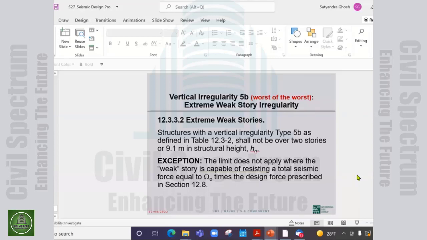For drift computation, what time period of the building will be used? Is approximate method for computation of time period? Should we use the approximate method or the time period from modal analysis? Okay, so for drift computation, what period do you use?